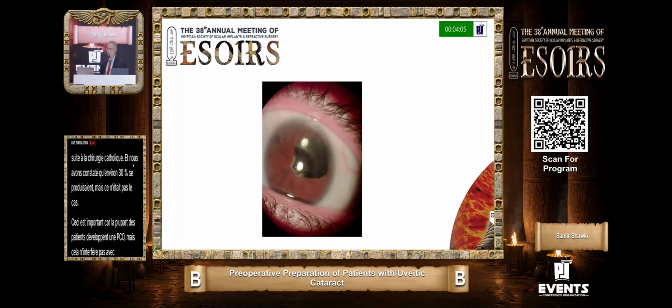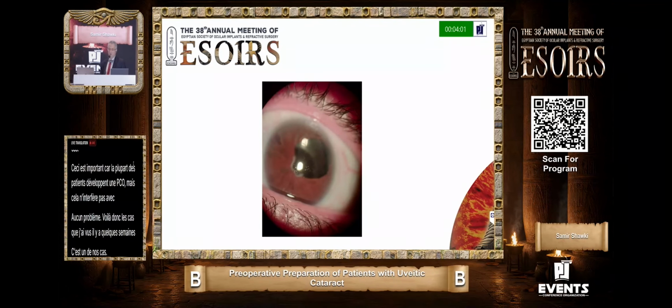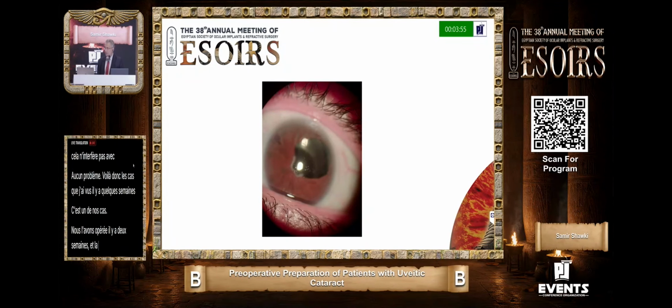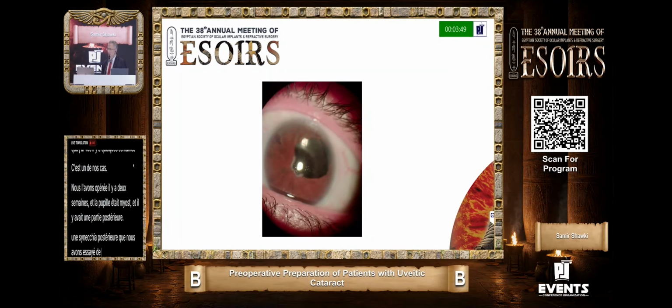This is one of our cases. We did surgery for her 2 weeks ago, and the pupil was miosed, and there was extensive posterior synechia. We tried to release it, but we had to use iris hooks. And after the surgery, the iris looked like this. Unfortunately, she developed sphincter rupture. This was unavoidable, in fact, because the pupil was not dilating.